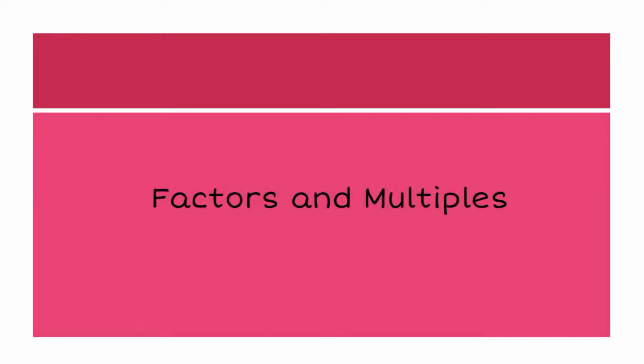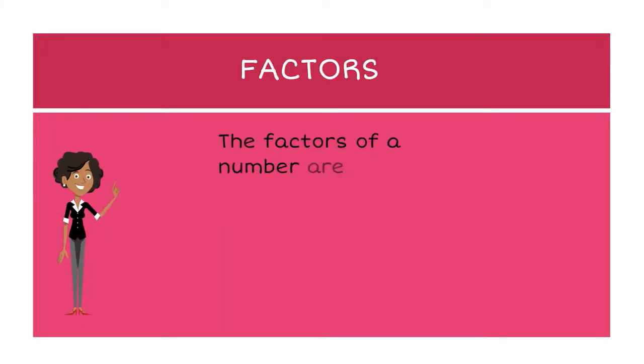Factors and multiples. The factors of a number are all the numbers that divide into it exactly. We are going to use a listing method to find the factors of a number. The main thing that you need to know is that factors come in pairs.